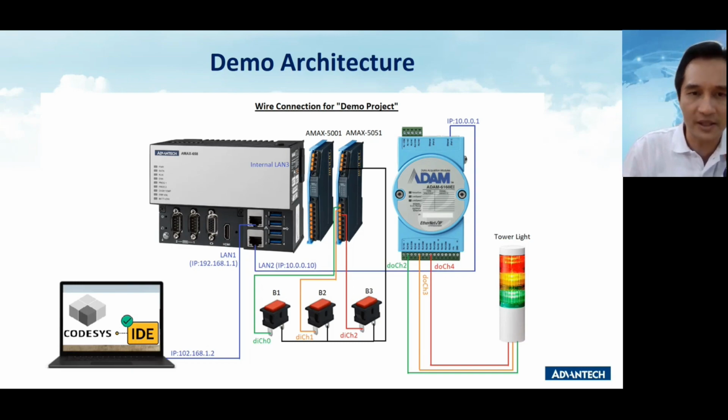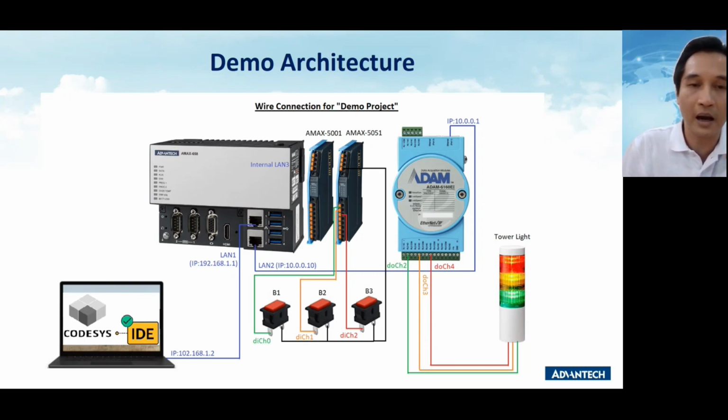If you look at this architecture, you will see that this is our hardware. I'm using the two LAN ports. One LAN port is connecting to my laptop, and the other LAN port I'm connecting to this ADAM. These two IO modules will have an internal LAN. In the next step I will show what I mean by the internal LAN tree.